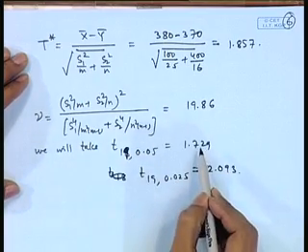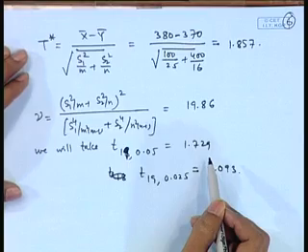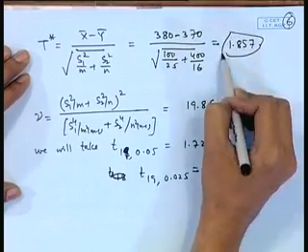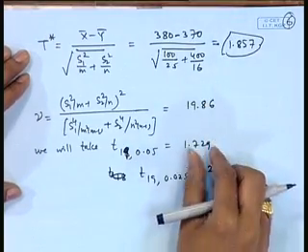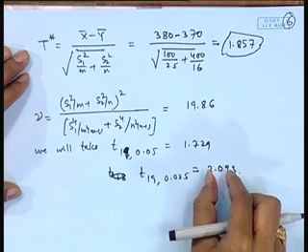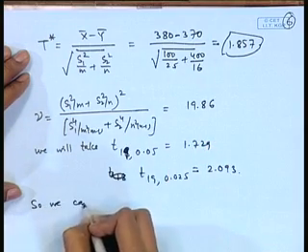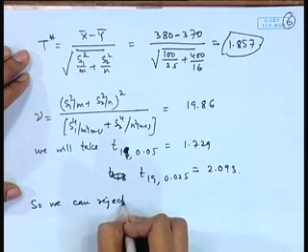You can easily see that the value 1.857 is bigger than this but smaller than this. So, we can reject H naught.